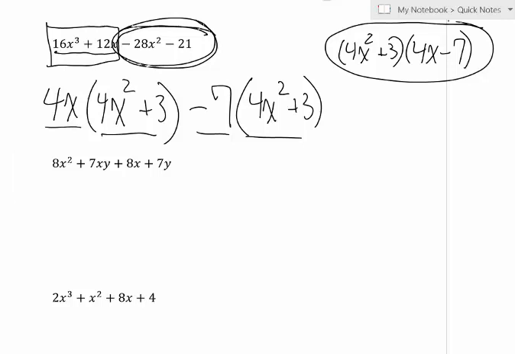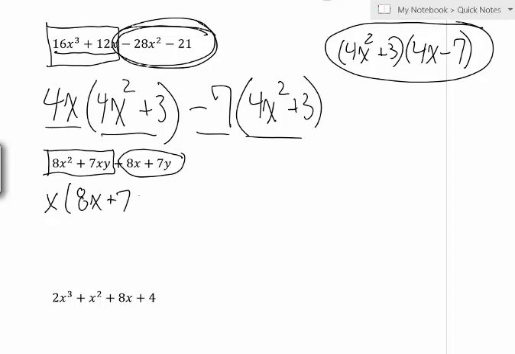All right, let's try the next one. Again, my process is always going to be the same. I'm going to box these first two and circle the second two. So 8x squared plus 7xy. I don't have any numbers common to 8 and 7, but I notice that both terms have the letter x. So I'm just going to factor out the letter x. Now I'm left with an 8x plus 7y.